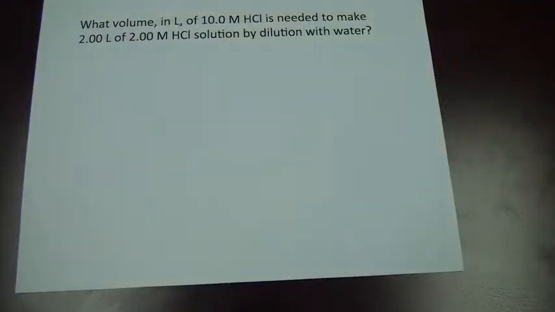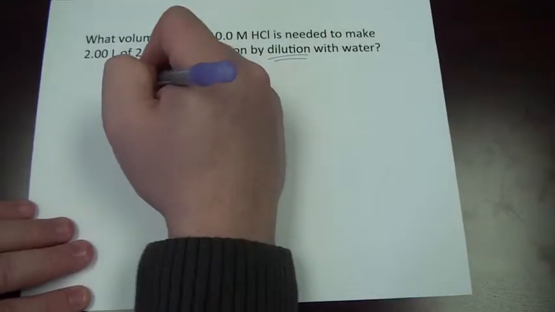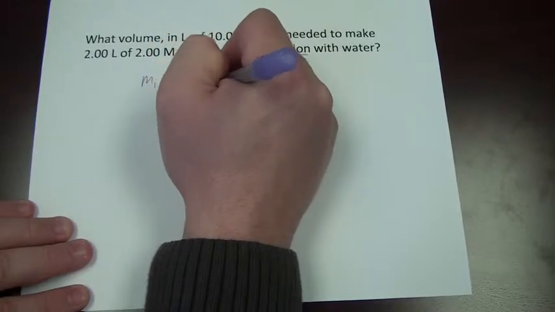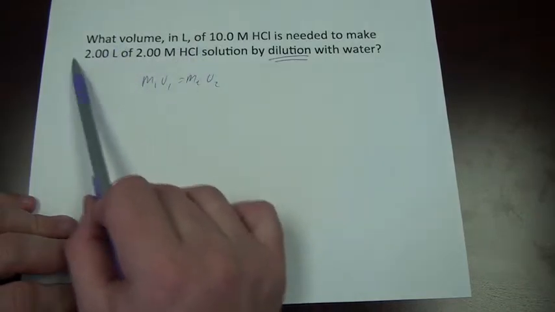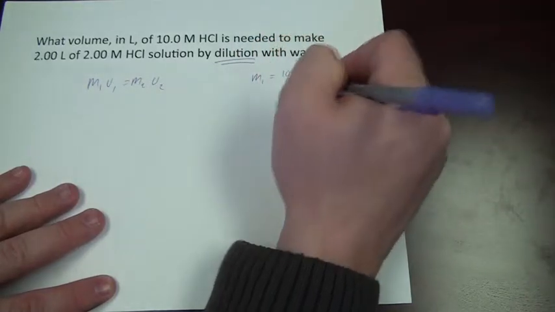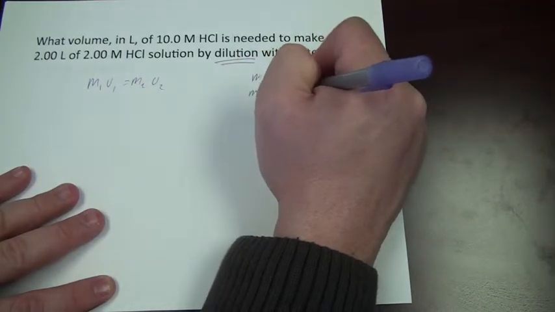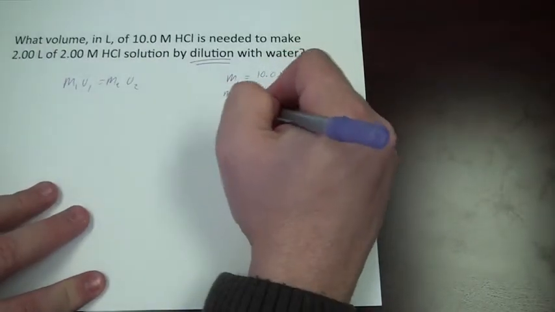Right? So what volume in liters of a 10 molar HCl solution is needed to make 2 liters of 2 molar HCl solution by dilution with water? Again, this question says the word dilution, so we can use M1 V1 equals M2 V2. This is our M1, this is M2, so M1 is 10.0 molar, M2 is 2.00 molar, and V2, this is what we want at the end, is 2.00 liters.